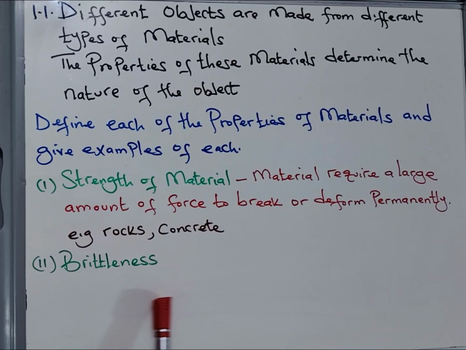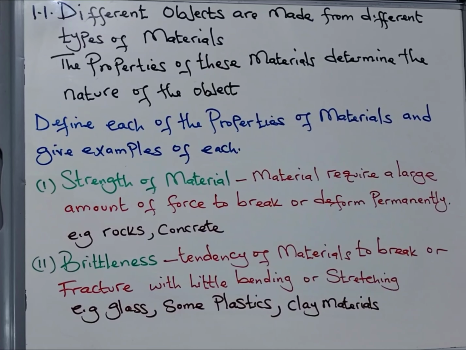Then comes this property, brittleness. What does it mean? Simply, brittleness means that these materials break easily with little bending or stretching. The examples are glass and porcelain material and some plastics.